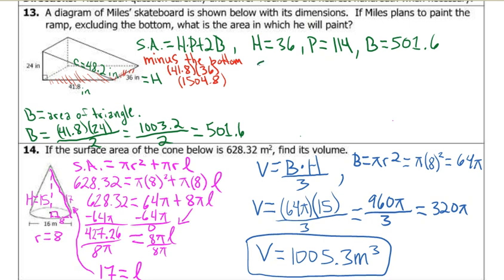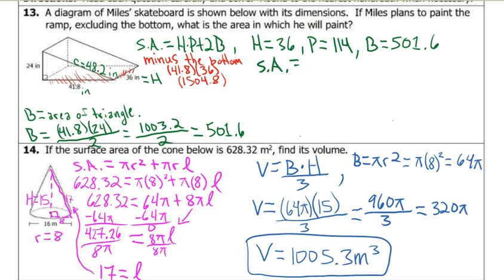So my surface area, and we have to subtract the bottom of it, because here I'm going to read the question. A diagram of Miles' skateboard ramp is shown below with its dimensions. If Miles plans to paint the ramp, excluding the bottom, so that means that the bottom is not going to get painted. What is the area in which he will paint? So we just do the surface area normally, and then at the end we subtract the area of the bottom.